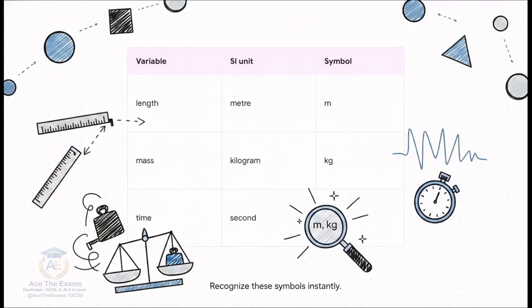Okay, let's dive into this by securing our first quick win. You've got to lock in these basic SI units from this table so we can easily compare the size of variables. Length is in meters, mass in kilograms, and time in seconds. Instantly recognizing these symbols, m, kilogram, and s, is your absolute first line of defense against an examiner's tricks.